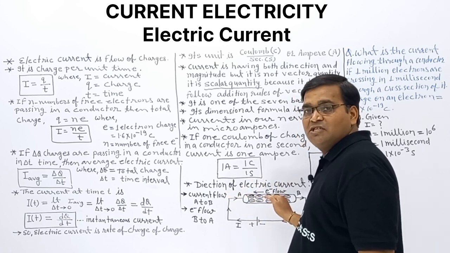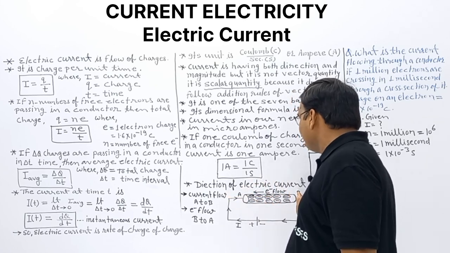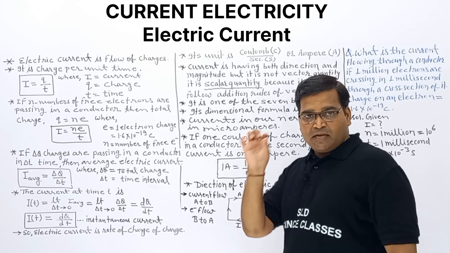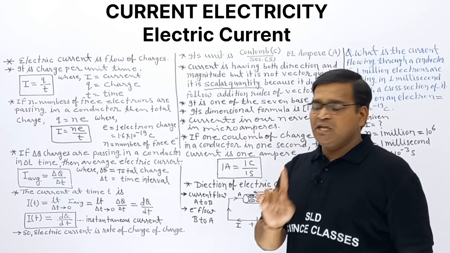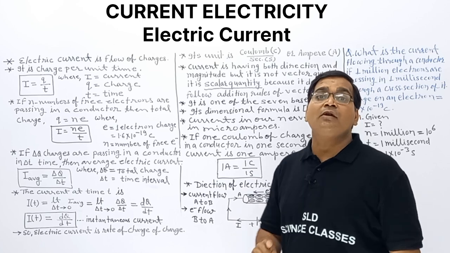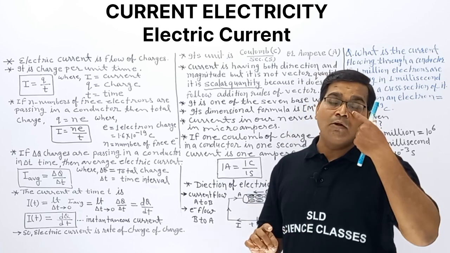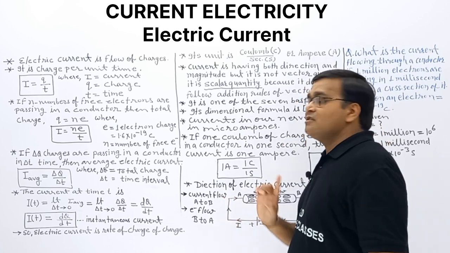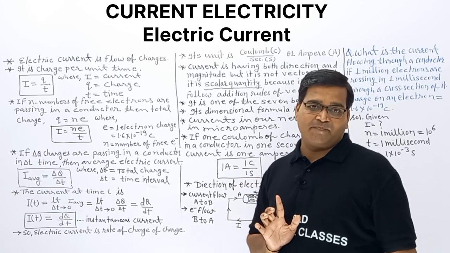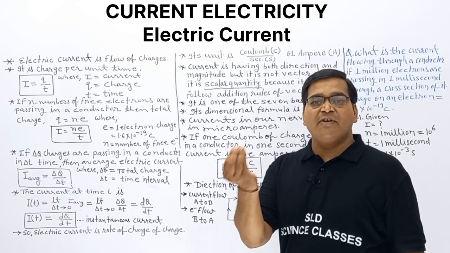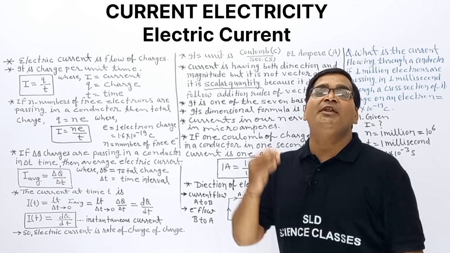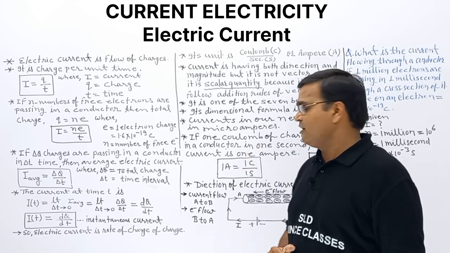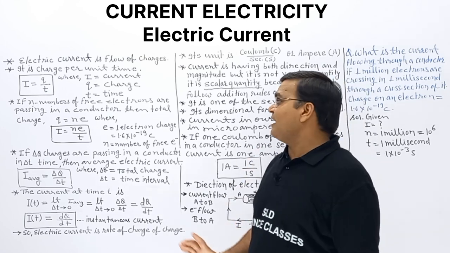Current is coming in this direction from A to B, and electrons flow opposite to it. The electron flow direction is opposite to the conventional current direction. The normal electric current is the conventional current, and this is the electron flow, which we can call electronic current. So we understand that.